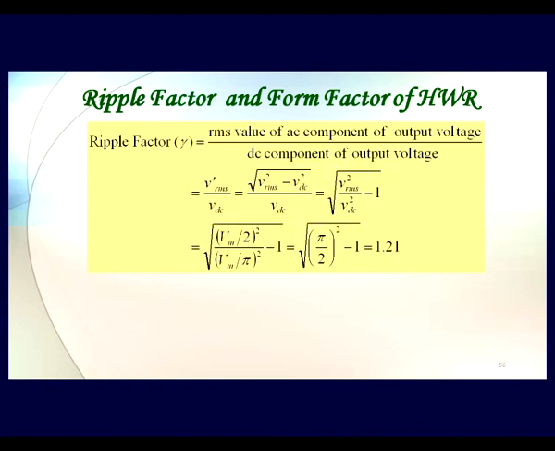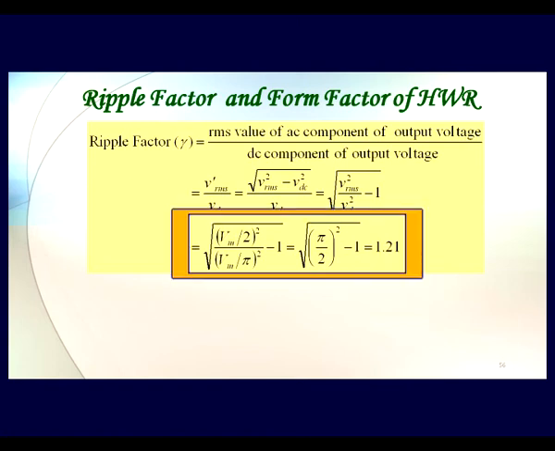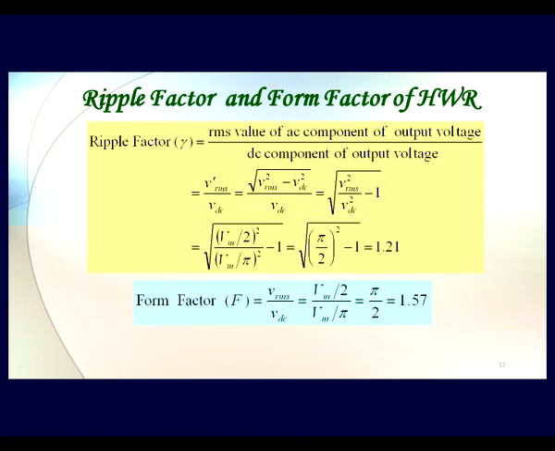And since we have already calculated the VRMS value and VDC value, if we just substitute those two here for half wave rectifier, as you know, VRMS is Vm by 2 and VDC is Vm by pi, and if I just substitute them with square and then minus 1, then I get the ripple factor as under root of (pi by 2) square minus 1, which if you calculate it is 1.21.